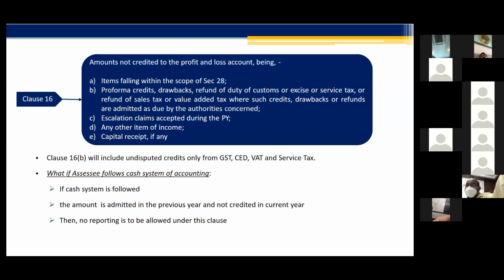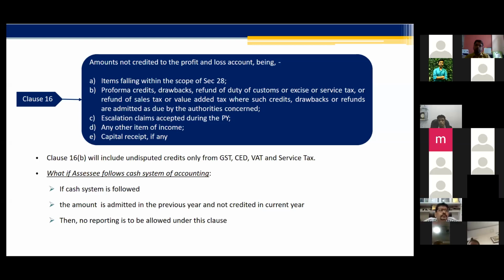So there would be hardly any items of this nature which I would have not credited to the profit and loss account. But there may be a certain scenario wherein the income falls within the definition of income, but as per certain accounting standards or as per the management's view, it is like a capital receipt which is not to be credited to the profit and loss account. We have to report under this particular transaction.